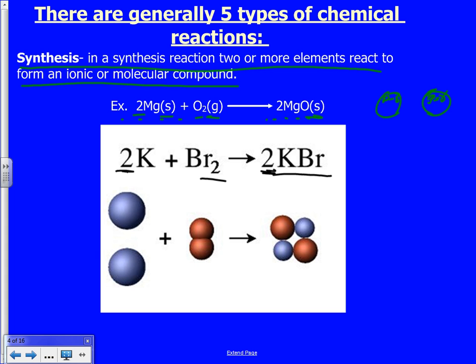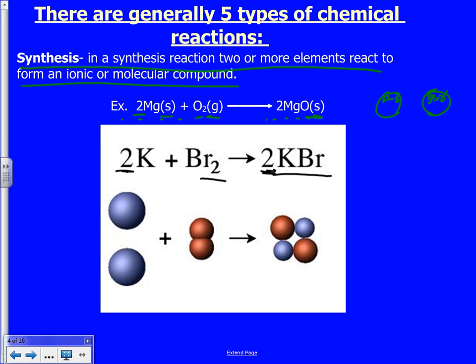There are 2 molecules of KBr. So that means over here there's 2 atoms of bromine. Over here there's 2 atoms of bromine. Over here there's 2 atoms of potassium. Over here 2 atoms of potassium. It has to be that way because chemistry is not magic.